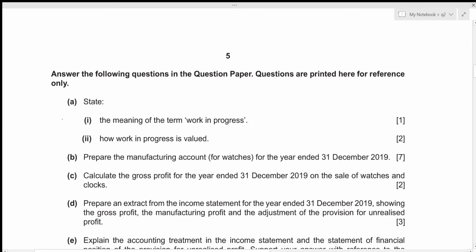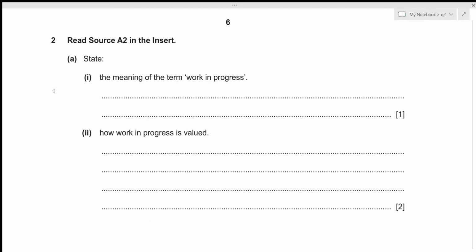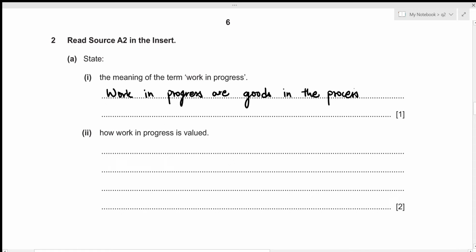We need to state the meaning of the term work in progress. So we know that work in progress are goods in the process of production that have not yet been completed. Let's write it down. Work in progress are goods in the process of production that have not been completed yet.